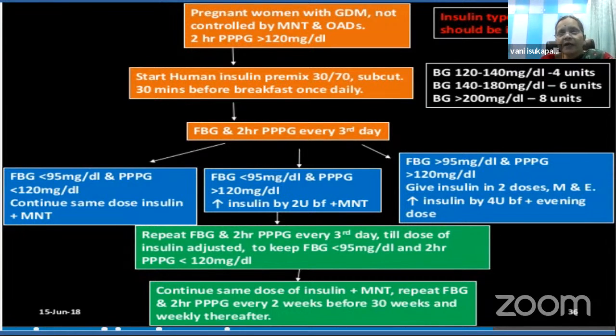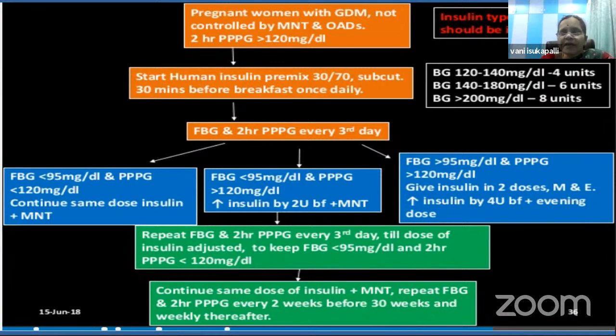But look at the second scenario where fasting blood glucose is okay, less than 95, but 2 hour PPBG is more than 120. Such a case needs to have an added insulin by 2 units before breakfast along with MNT. The third scenario is where fasting blood glucose and postprandial are more than the cutoffs. In such a case, we have to give morning dose and evening dose and then manage. So like this, the insulin dosage has to be titrated against the blood glucose levels, and then you will get an optimum level of insulin requirement.